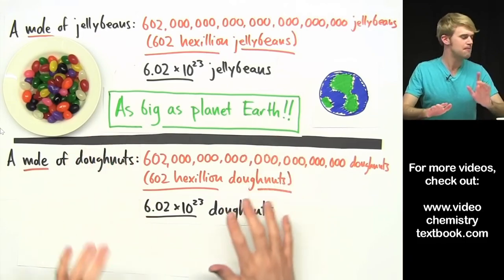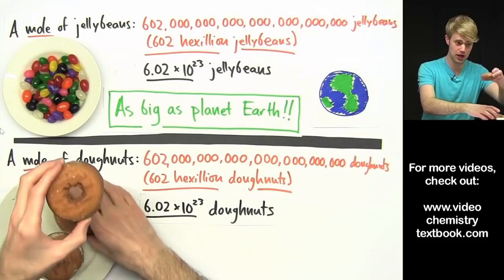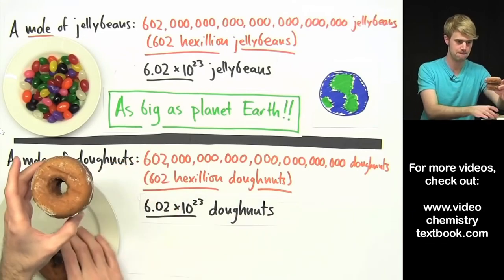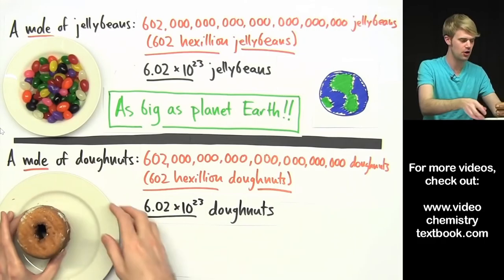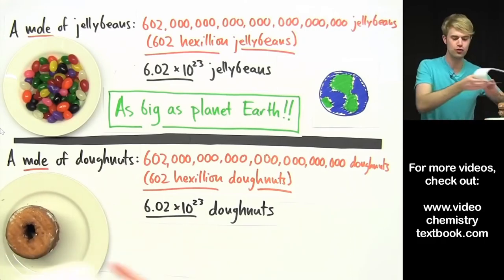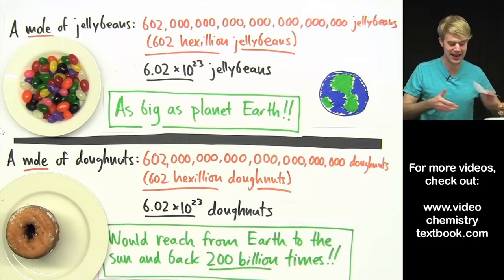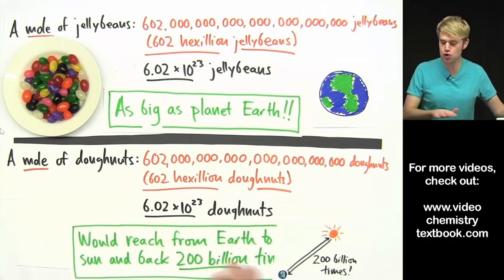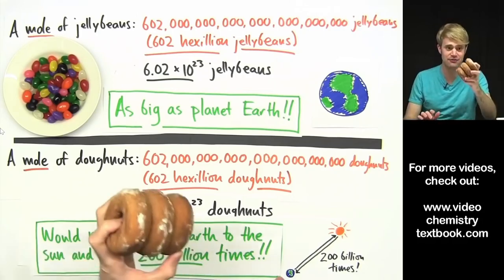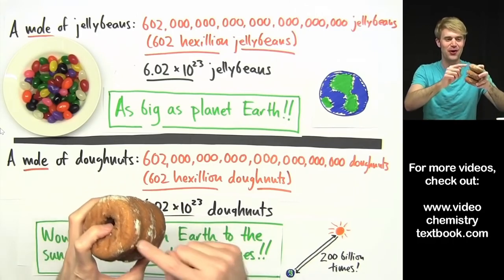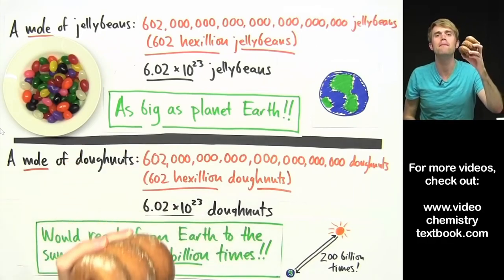If we had this many donuts and we stacked them on top of each other like this, if we had 602 hexillion donuts and we kept making the stack, this stack would reach from the Earth to the Sun and back 200 billion times.